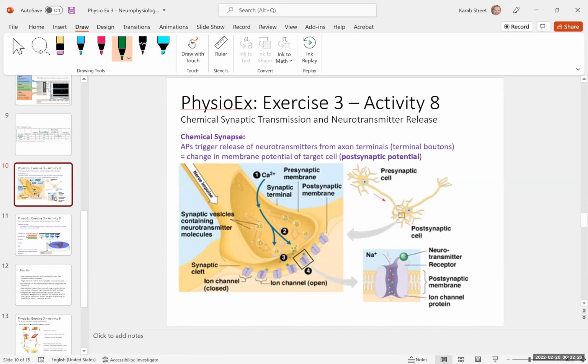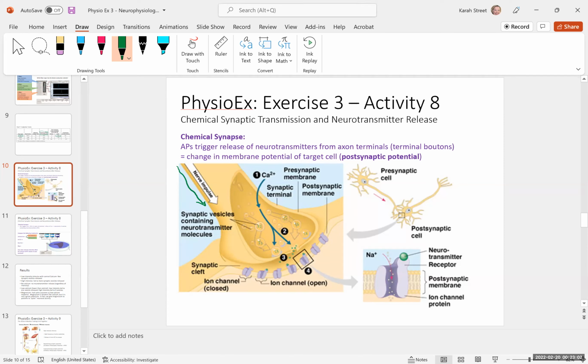Two more activities to go, and then we are finished. Activity 8 was looking at the axonal terminus, or terminal bouton is what I call it in my lectures. This is where the action potential, shown here as the nerve impulse, reaches the terminal bouton. And at the terminal bouton, not only do we have sodium voltage gated channels and potassium voltage gated channels, but now a third variety, calcium voltage gated channels.